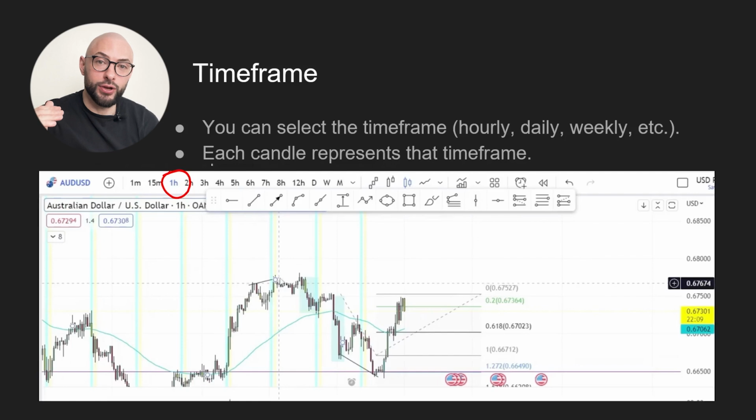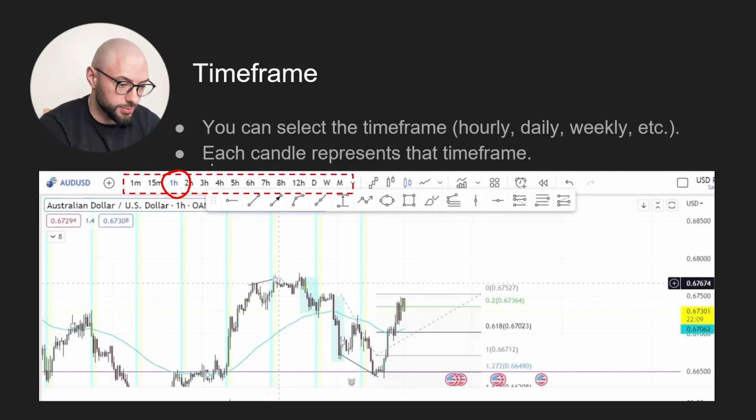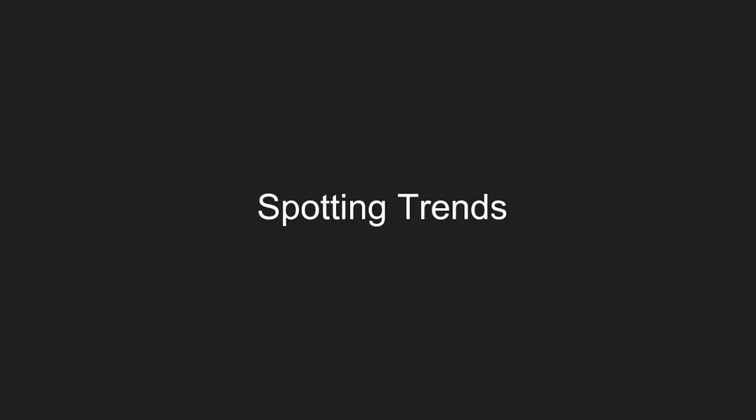The higher the time frame, the stronger the signal, because it's took more time, more orders, more traders to create that candle. So a daily candle is much stronger than, say, a 1 minute candle. So there are your time frames that you can choose to trade on. You just select it. So next we'll go over spotting trends.